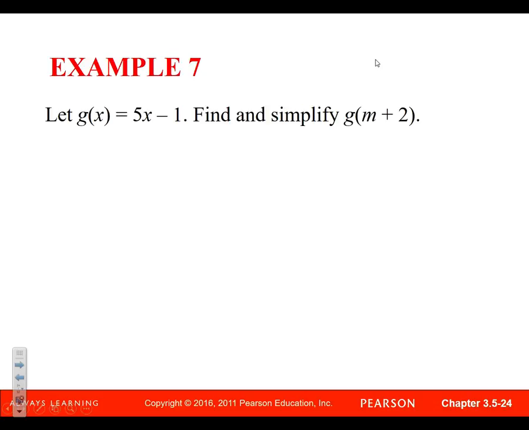How do I go from here? I don't like that. Funny. Here we go.